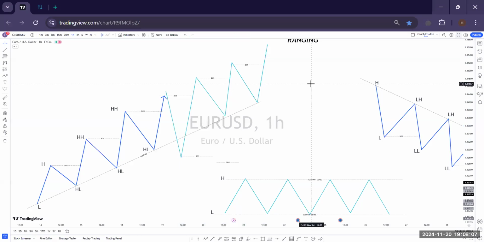All right. So a recap, we are talking about market structure, and I said price moved in three phases: the upward, the downward, and the ranging market. Now, we are going to be talking about price moving in an upward direction.